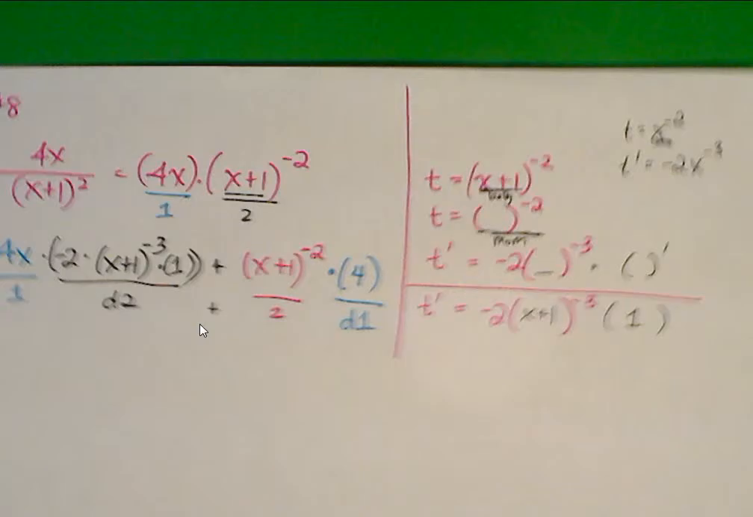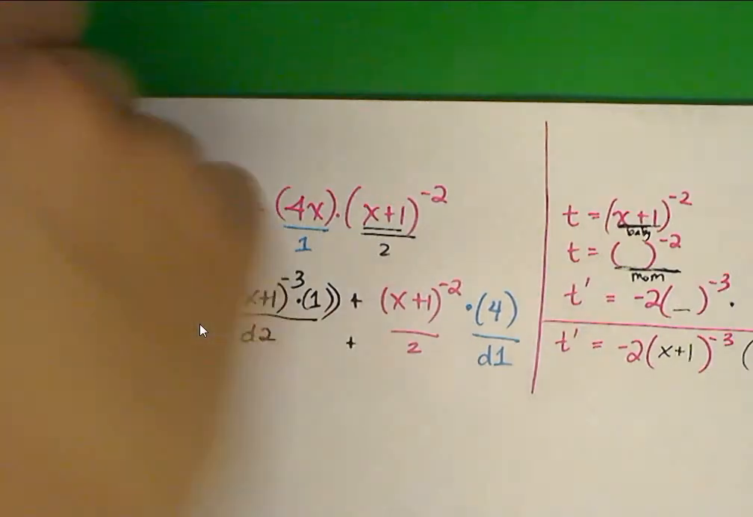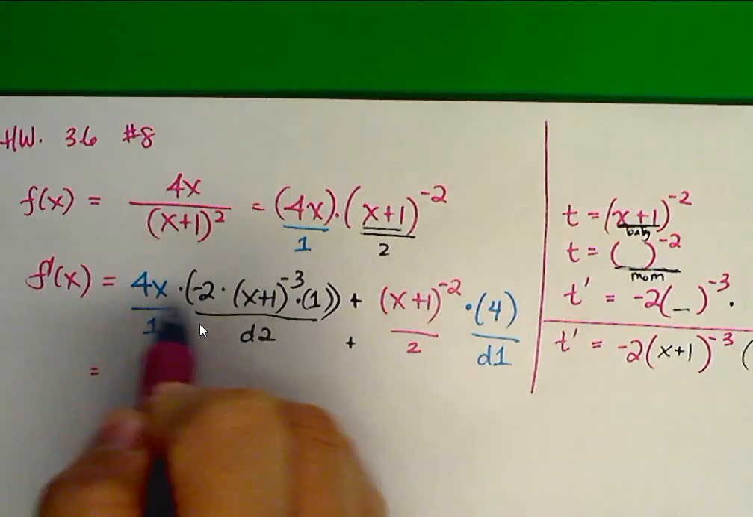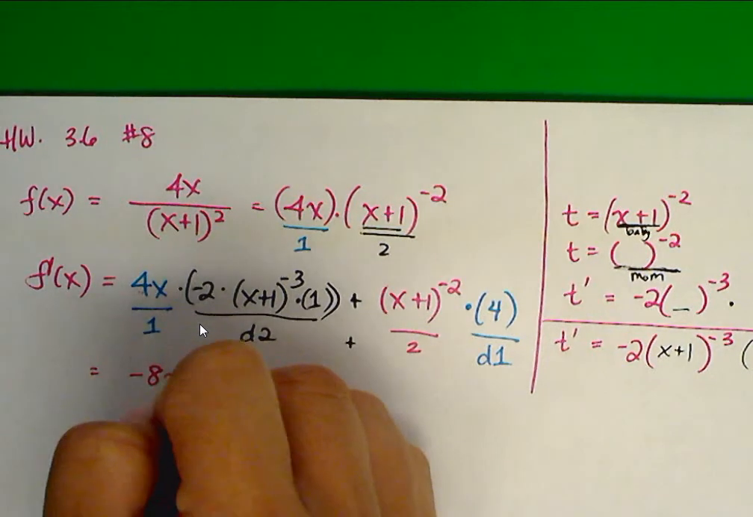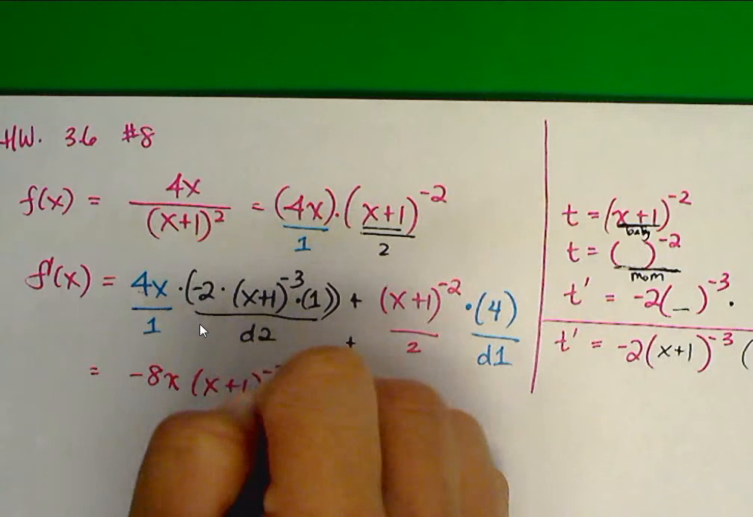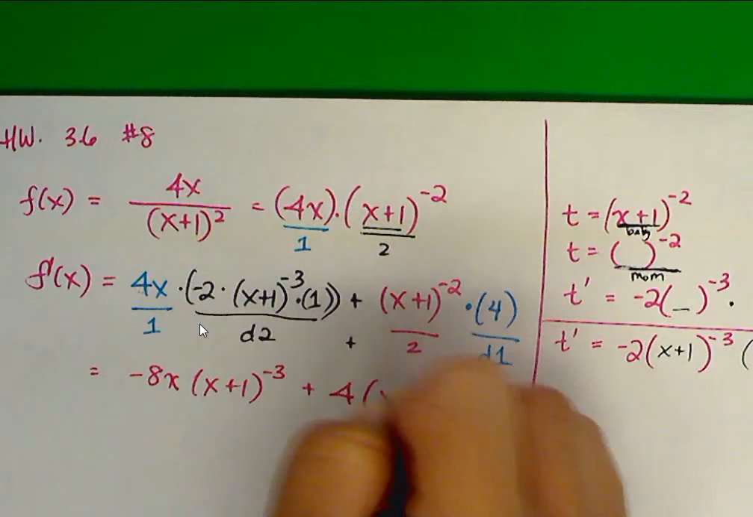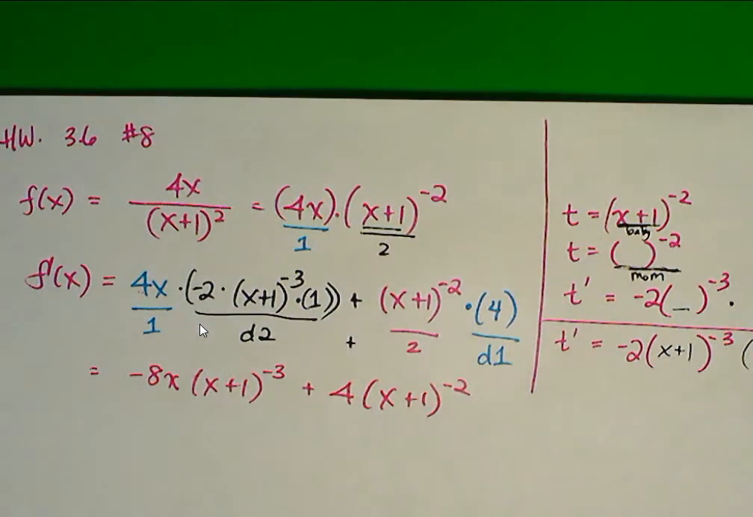Okay, so we did that and then we just carry on. We have negative 4 times negative 2 times 1, so that's negative 8x times (x plus 1) to the negative 3, plus 4 times (x plus 1) to the negative 2. That's our final answer.